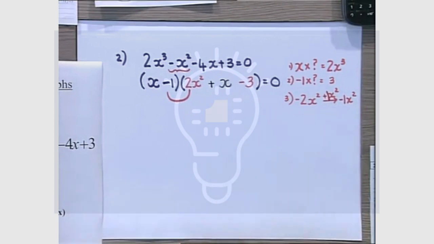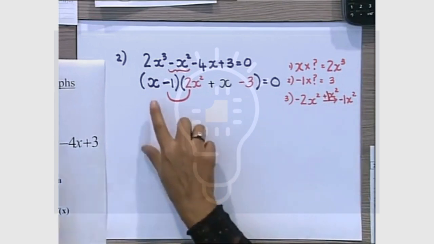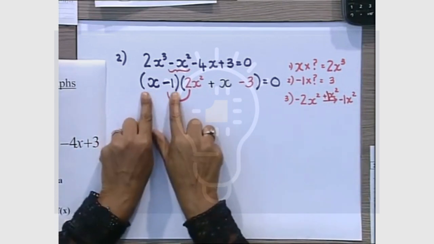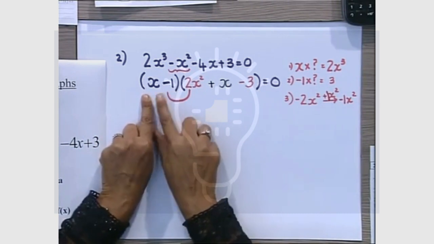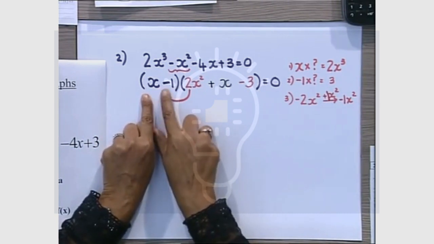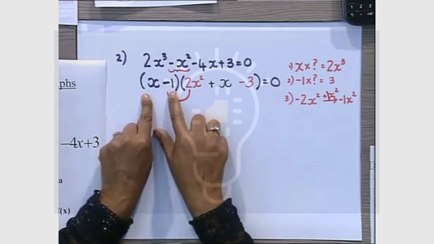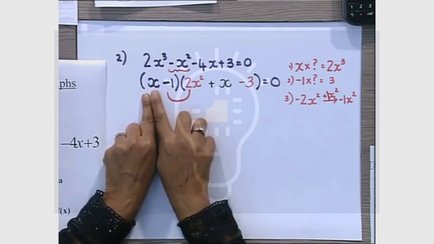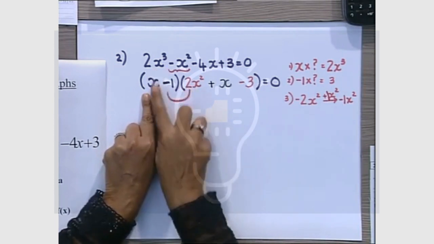I'm going to explain it one more time. Your first step is to put your factor that you found into your first bracket. You all understand that. x minus 1 is a factor. Then you say x multiplied by what gives me 2x cubed.